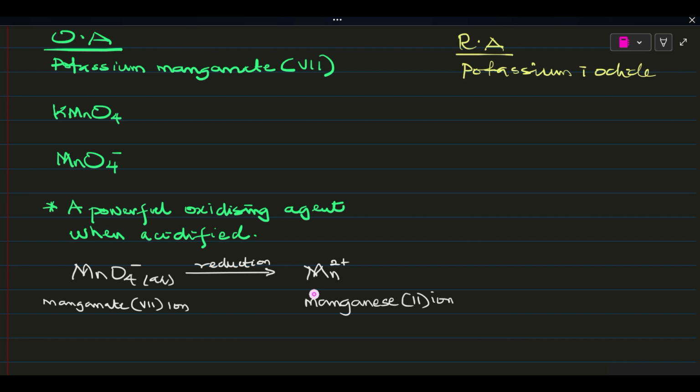So if you want to test for a reducing agent, you can use an oxidizing agent. So if there is a reaction between your oxidizing agent and the substance that you are reacting it with, it means that substance is a reducing agent. So we can use acidified potassium manganate 7 to test for a reducing agent in the laboratory.